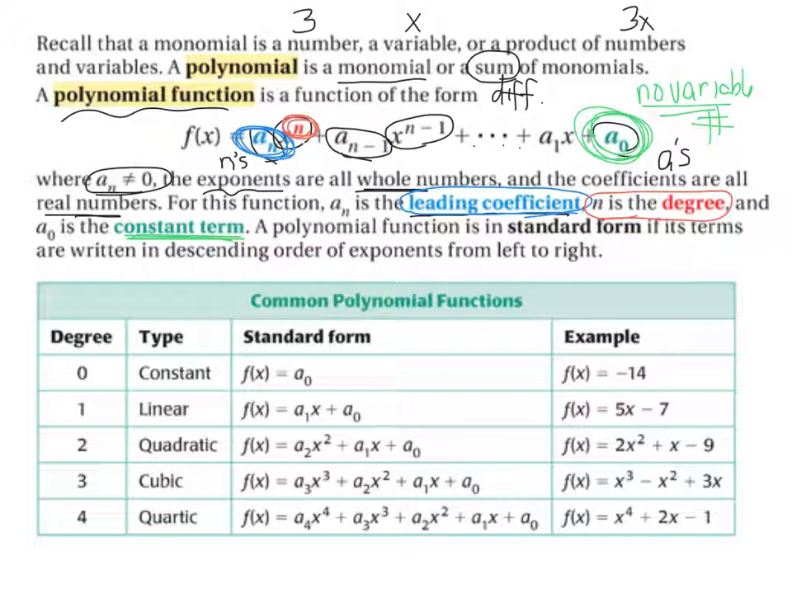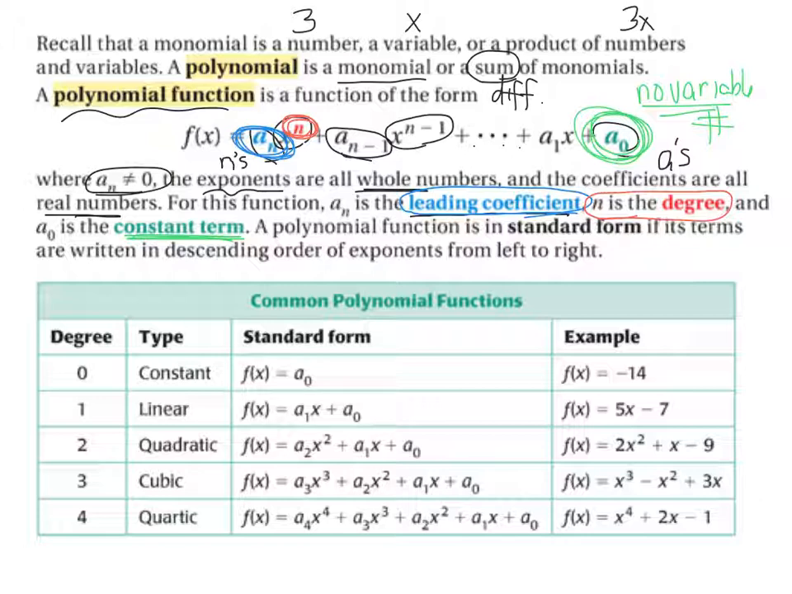Okay, if all of this is new to you, please listen to it again and own it. All right? This is the building block. You have to understand it to move on. And I don't know what math you knew before Algebra 2, so I need you to understand it so you can move on. Continuing on, a polynomial function is in standard form if its terms are written in descending order of exponents from left to right.